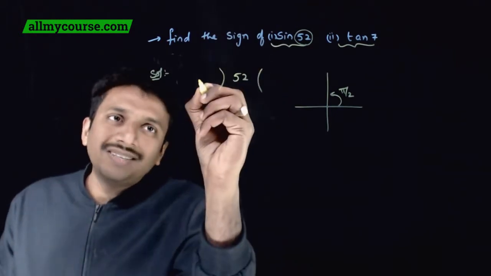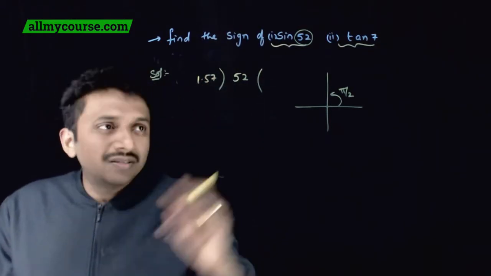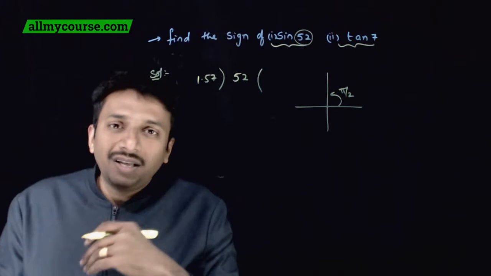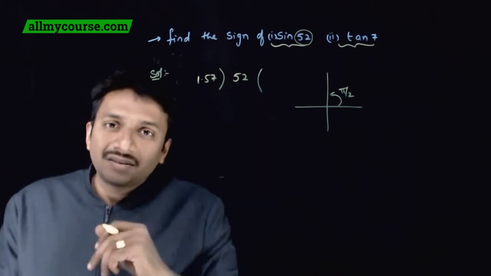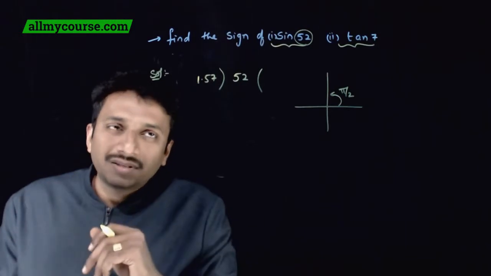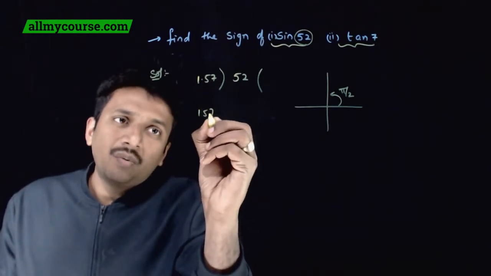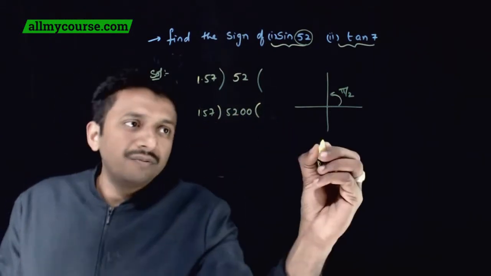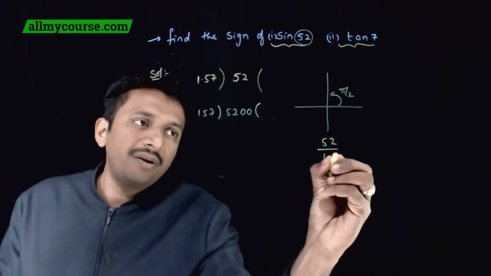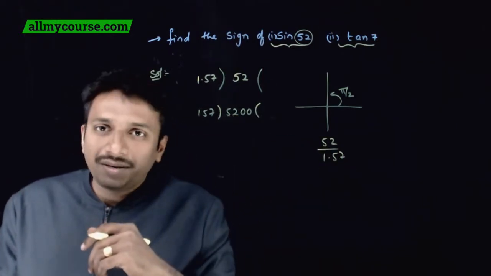Pi by 2, we know, is approximately 1.57. Pi by 2 is 3.14 by 2, which is approximately 1.57. So I can try to divide 52 by this. Effectively I need to divide 5200 by 157, right? So 52 by 1.57 is the same as 5200 by 157.